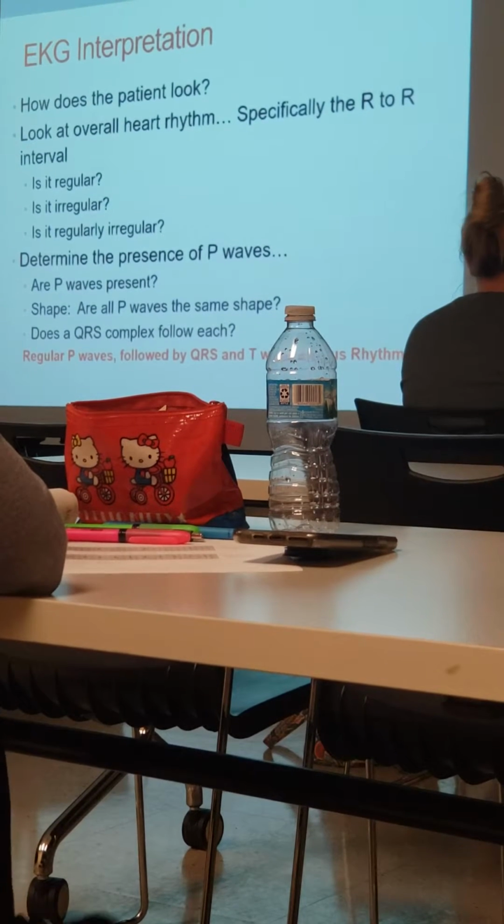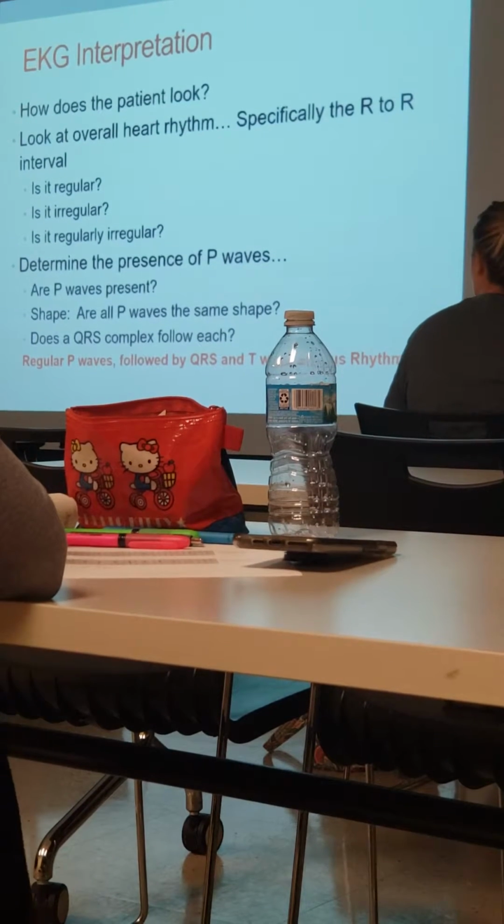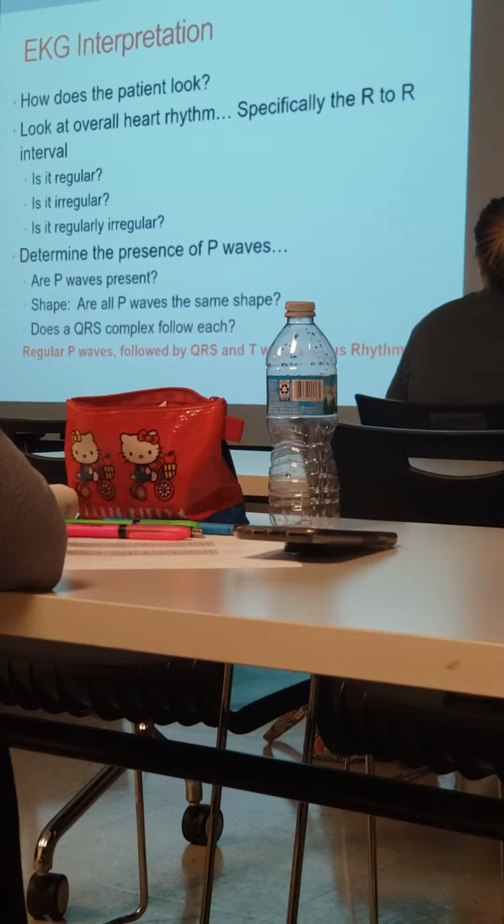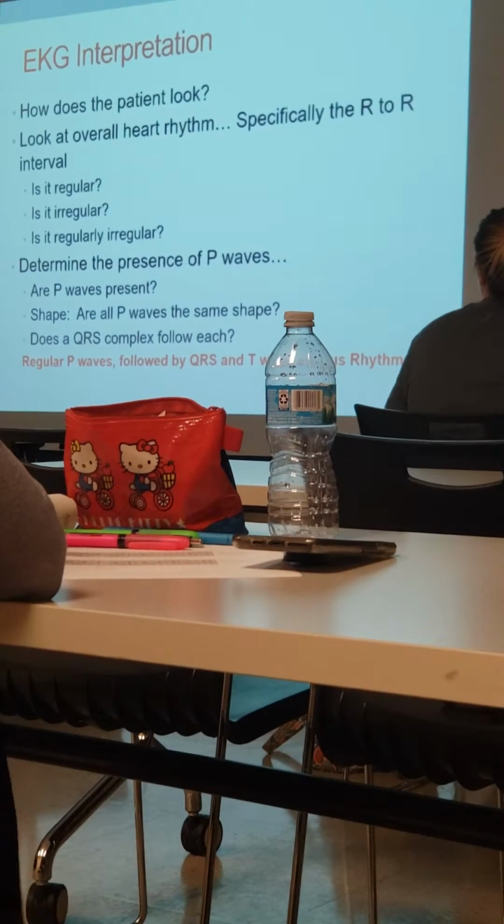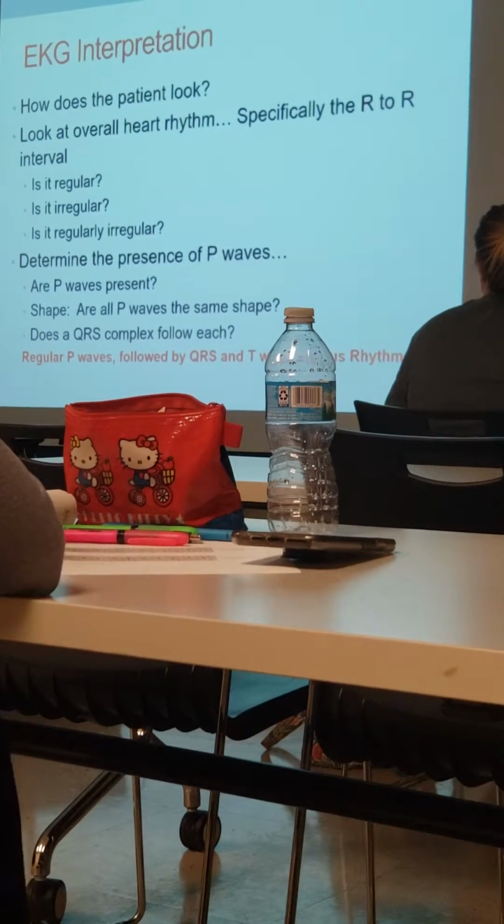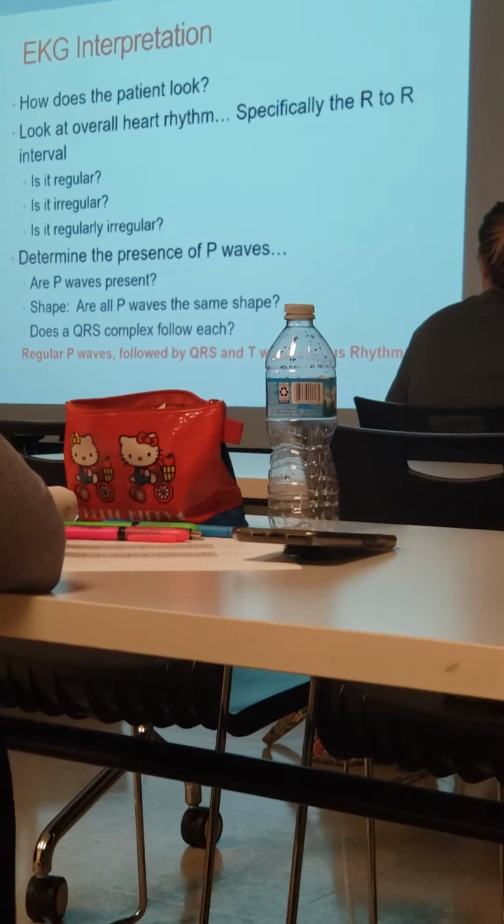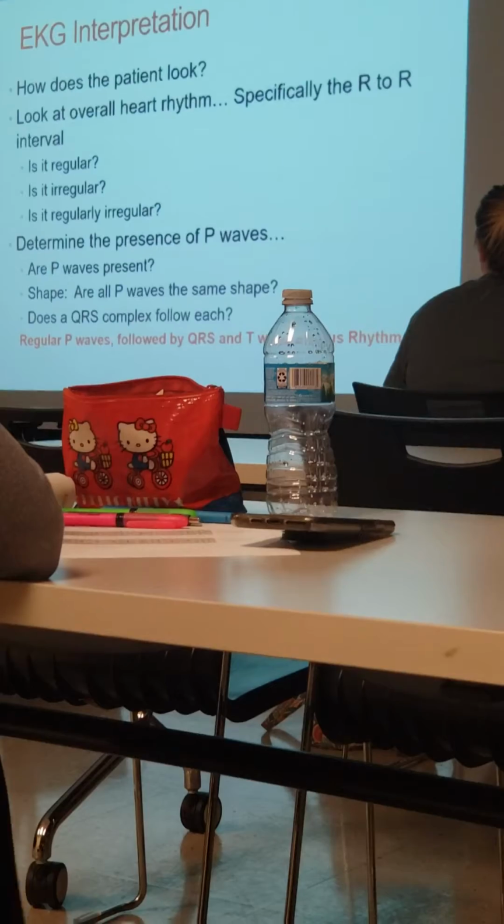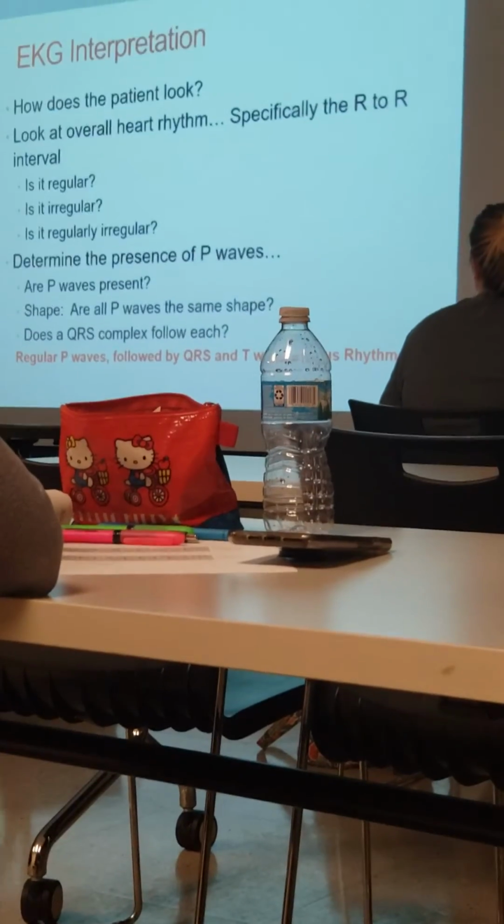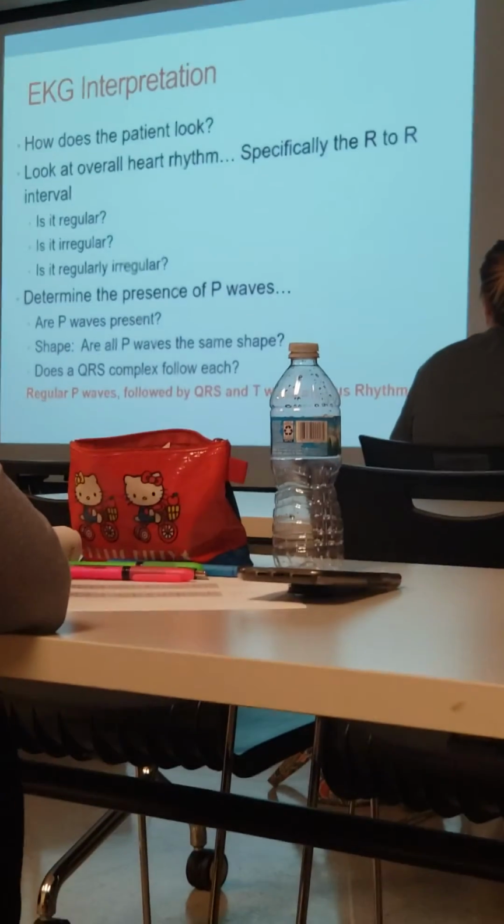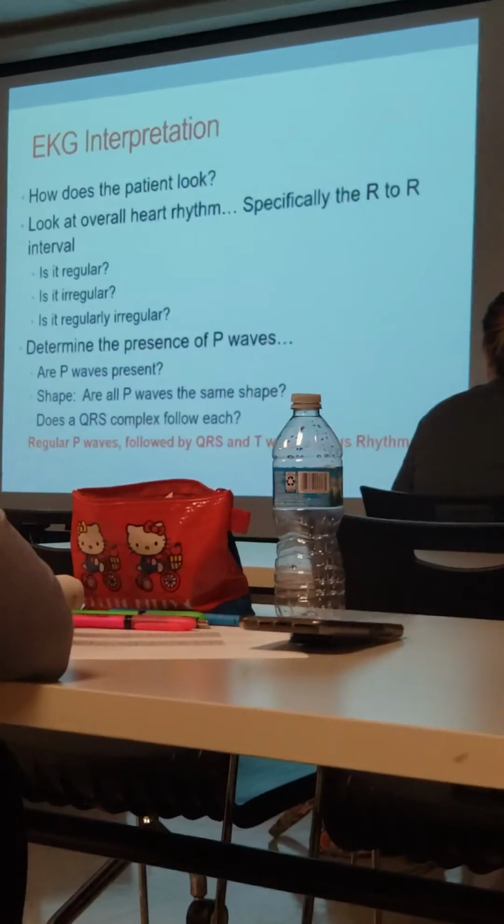R. We need to know, is it regular? If it's not regular, is it irregular? Is it irregularly irregular? Is there a pattern of any kind? First thing we look for is there a P wave. Are all the P's present in front of every single QRS? And are they followed by a QRS? Are all the P's the same shape? Are all the QRS's the same shape?